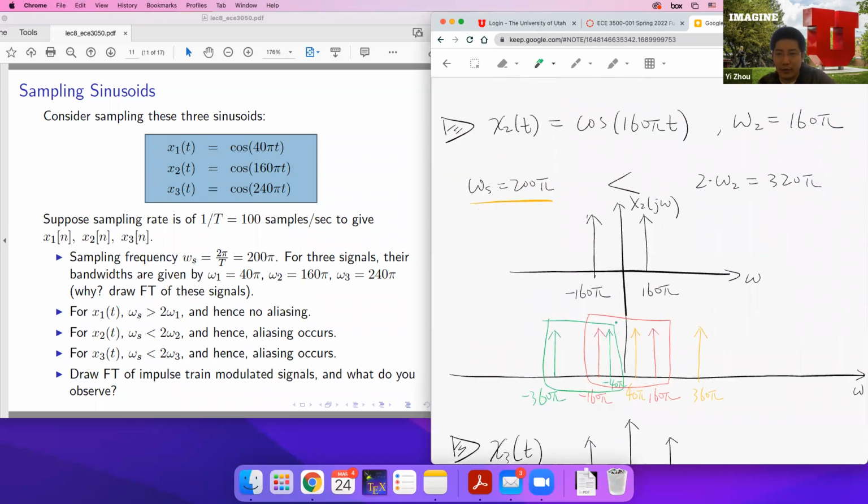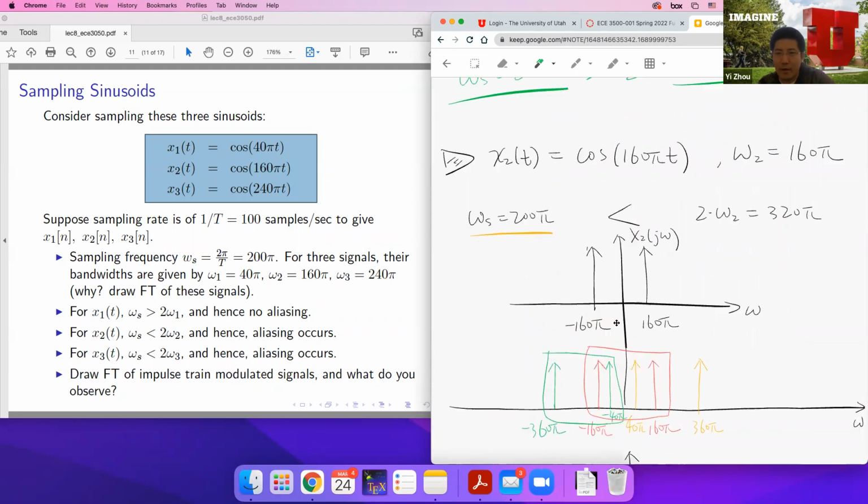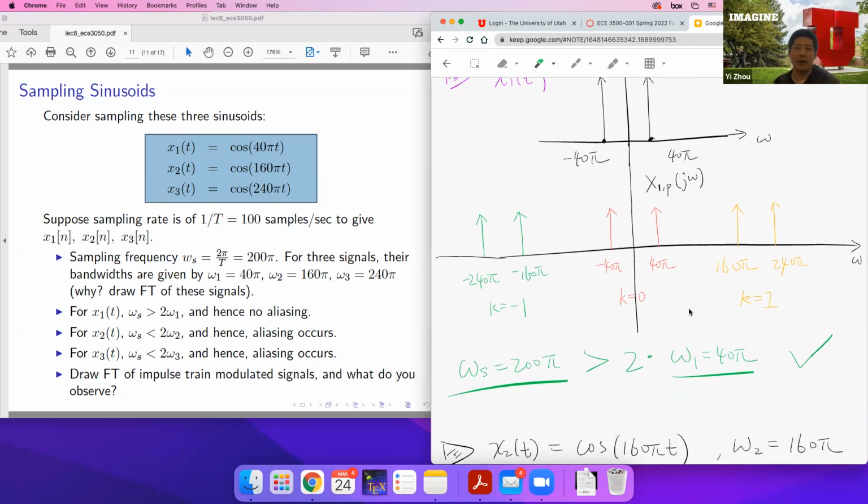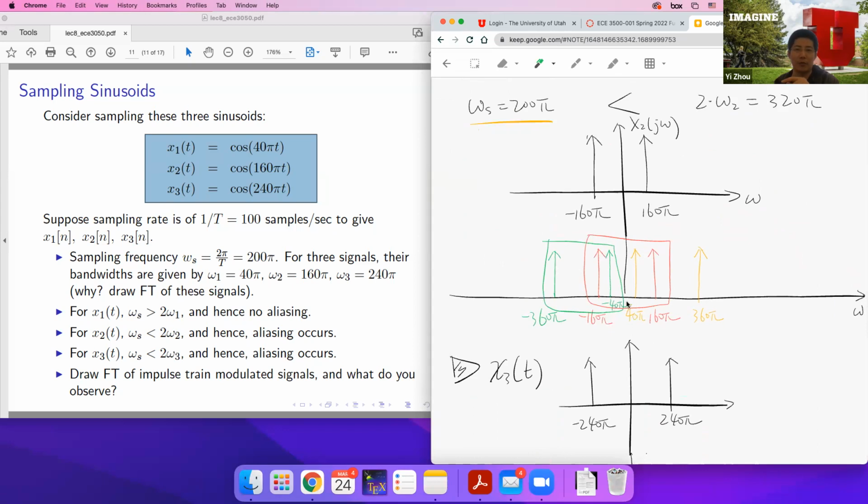And then you will see that we have two arrows at 40 pi and negative 40 pi. Here we have two arrows at... These two should be switched with each other. This is negative 160, this is negative 240. We have two arrows at 160 pi and negative 160 pi, right? And if you look at the second one, we have two arrows at 40 pi, negative 40 pi, and another two arrows at 160 pi, negative 160 pi.